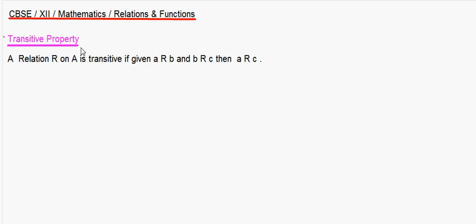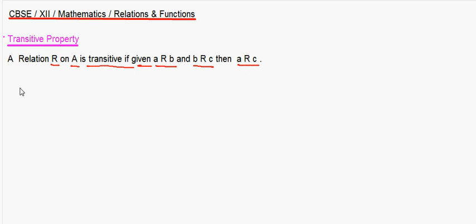Third property is transitive. In this case, a relation R on A is said to be transitive if, given that A is related to B and B is related to C, then obviously this implies that A should be related to C. If this holds good, then such a property is called transitive property.